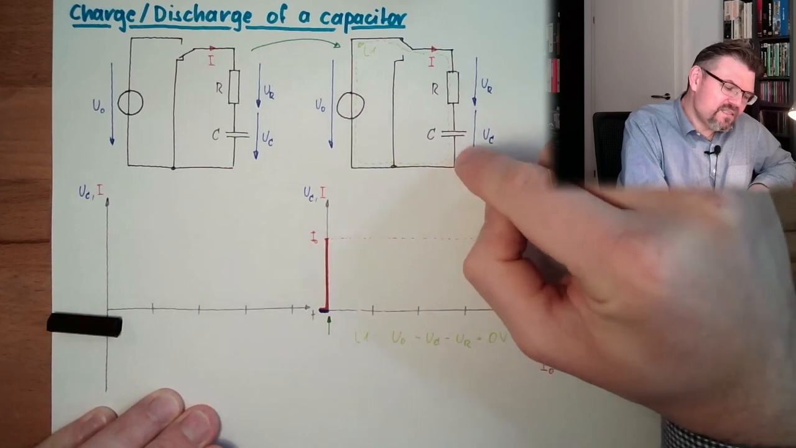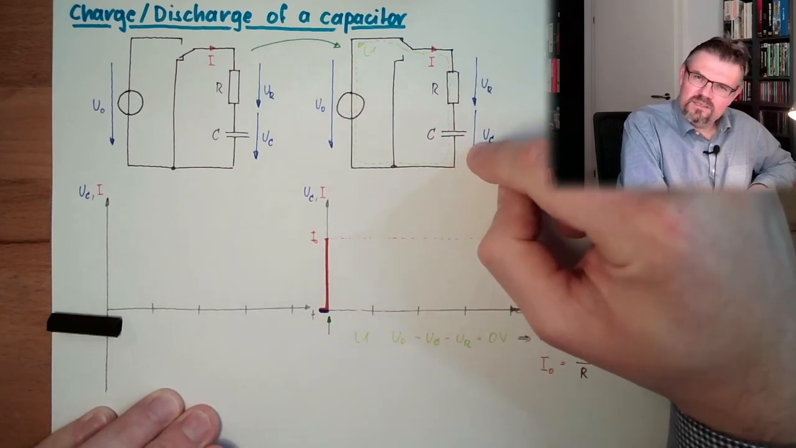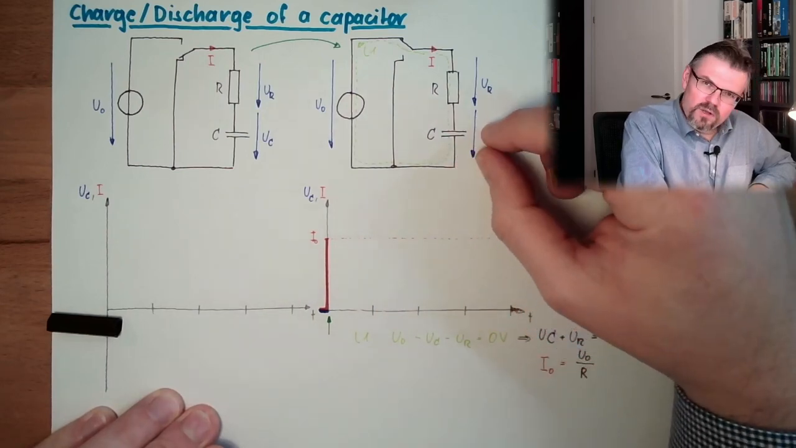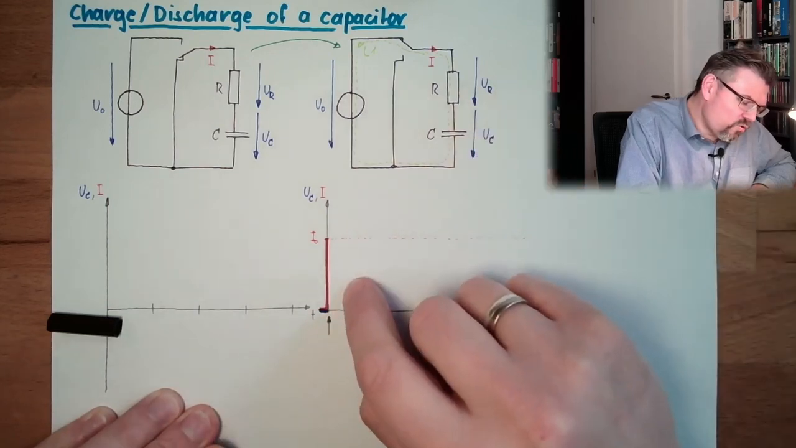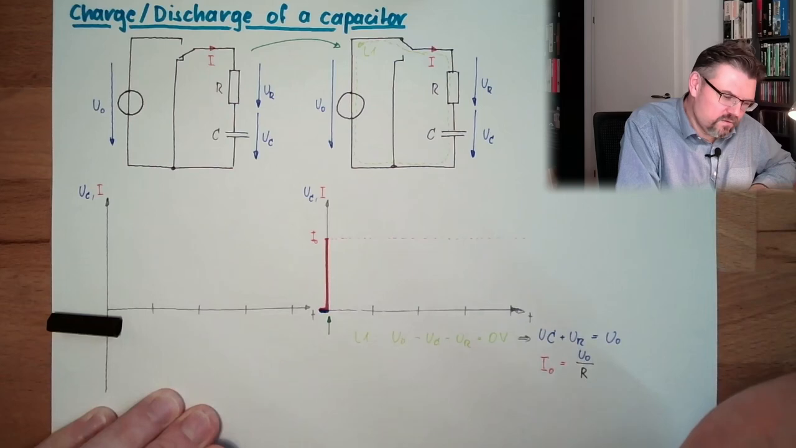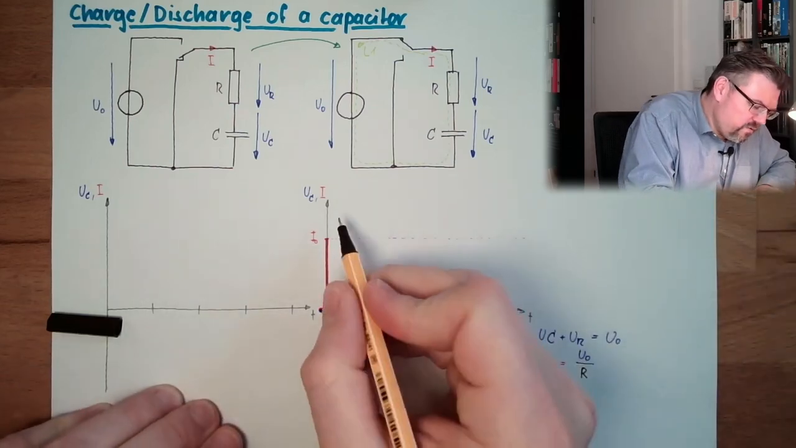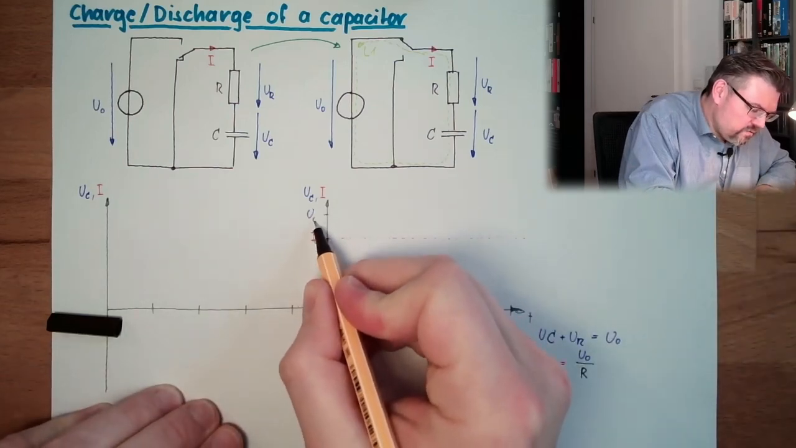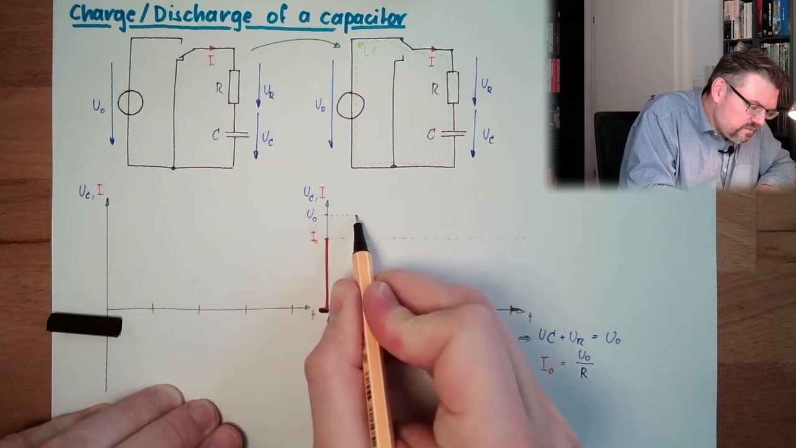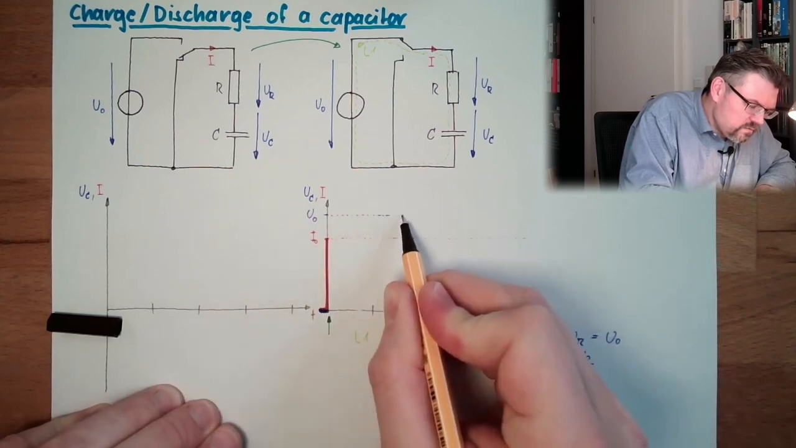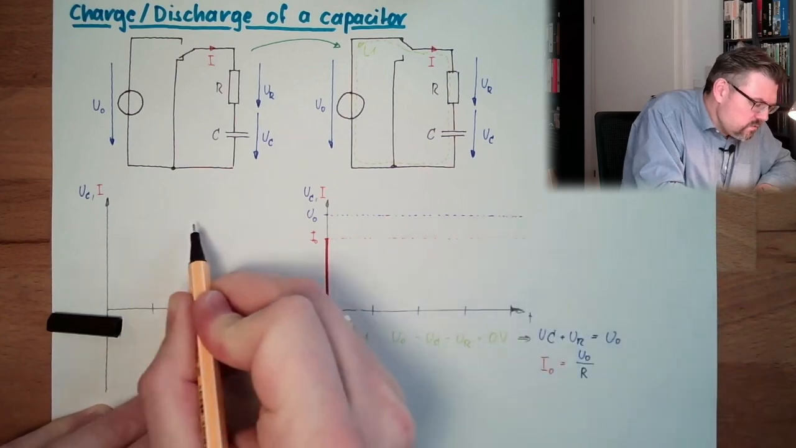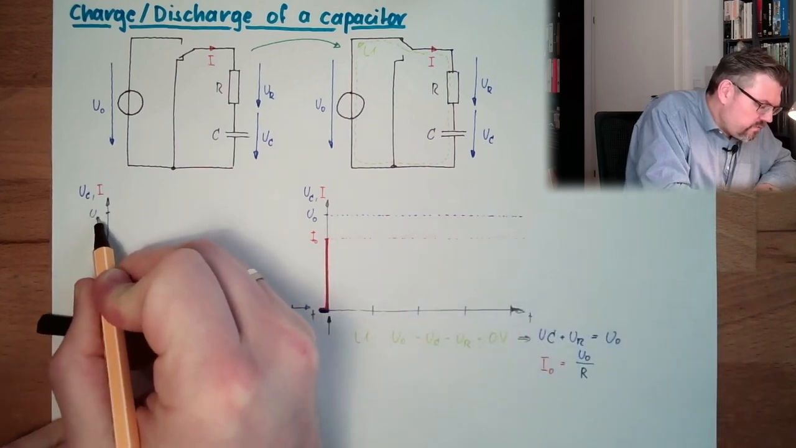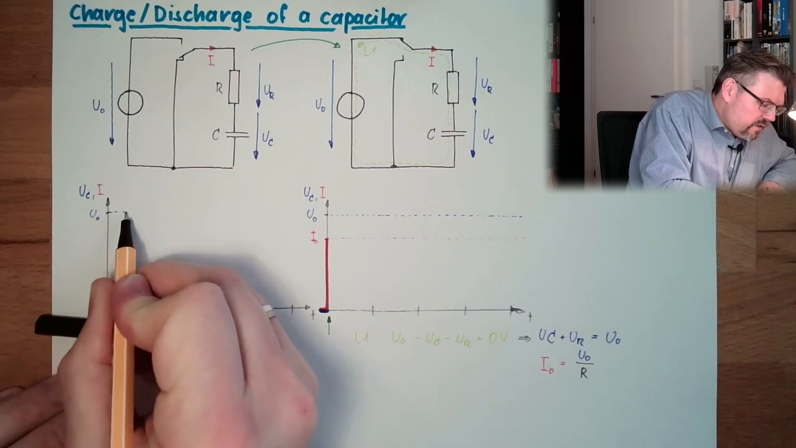The capacitor is starting to charge. If the capacitor is starting to charge, UC will be built up. So UC will start growing with whatever rate. I will also draw in here U0. Here we have U0. I'll also make this here. Also here we'll already draw in because we need it later.